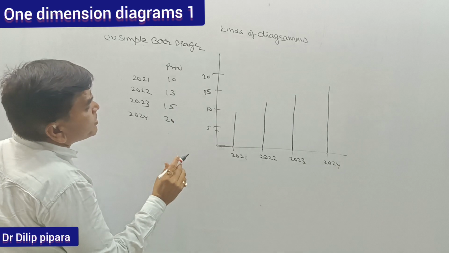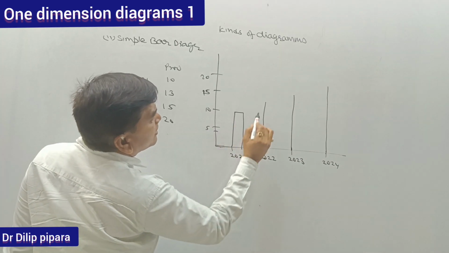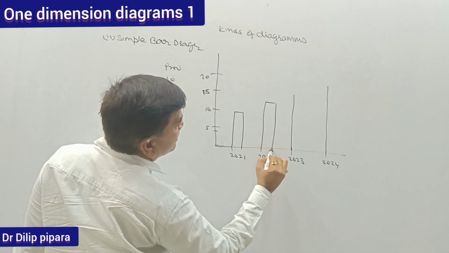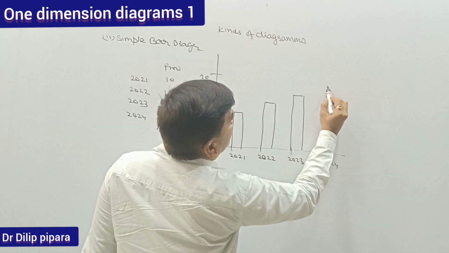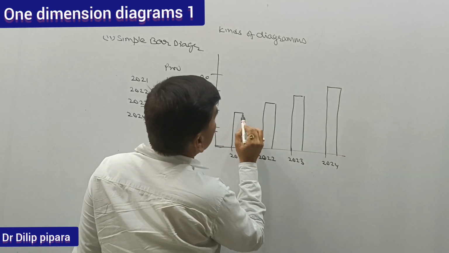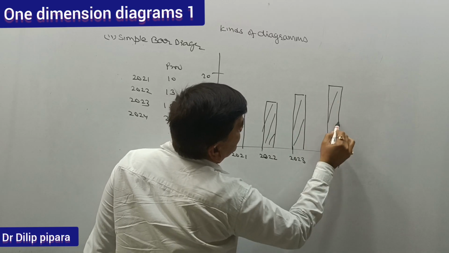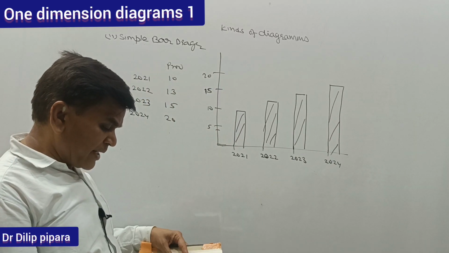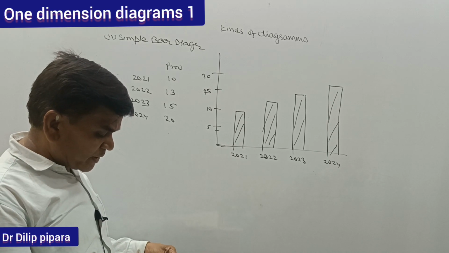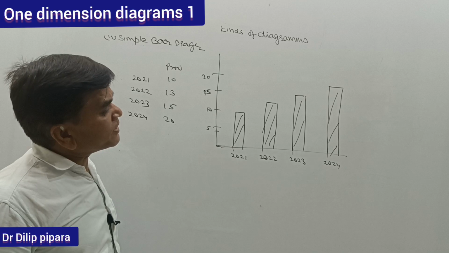The same data can be shown with the bar diagram, that is 10, that is 13, that is 15 and that is 20. So this is the bar diagram. Very easily you can draw the bar diagram. Here the one dimension, that is the bar diagram. A bar diagram has two or three types also, no problem at all. This is the simple bar diagram.